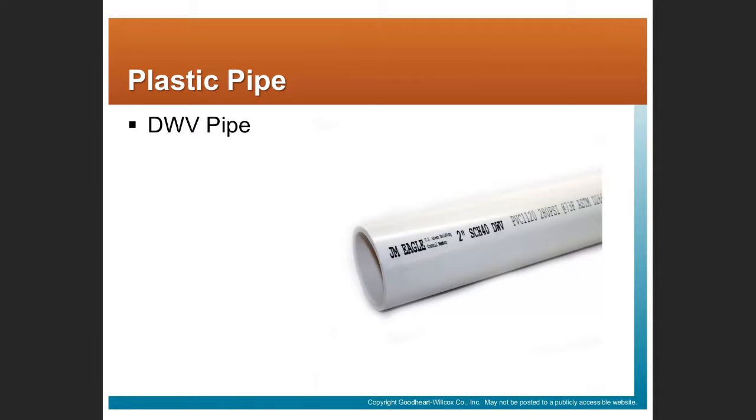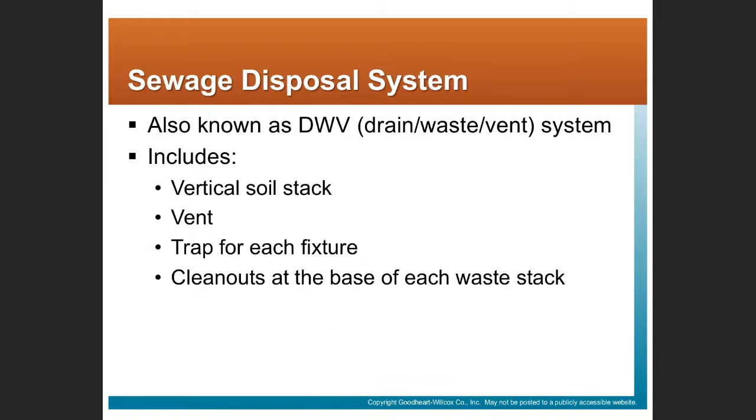Here's our drain, waste, and vent pipe. We talked about the fact that this plastic pipe does not have to have the same pressure rating as the distribution piping does, right? This drain, waste, and vent piping is not seeing the 50 pounds street water pressure that the distribution piping would see. Talked about the DWV system consisting of that vertical soil stack, the vent, the trap, and cleanouts, right? Each of those components plays a part.